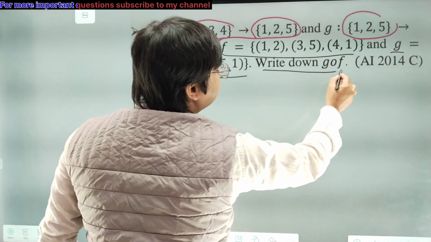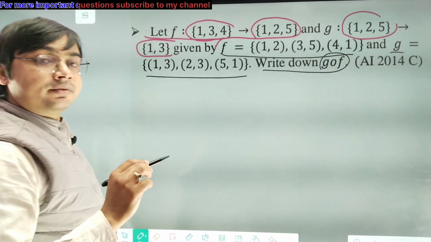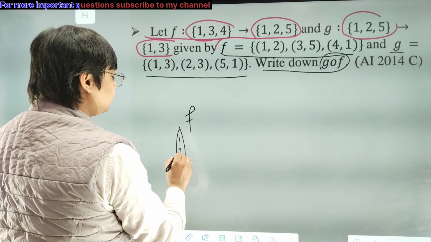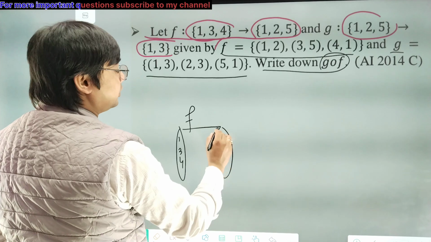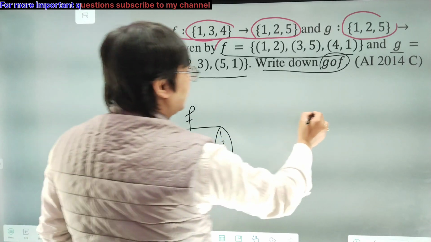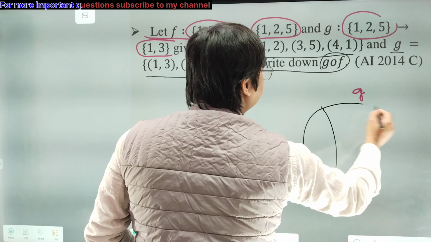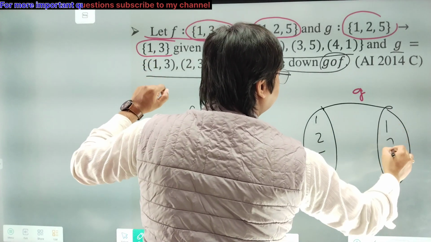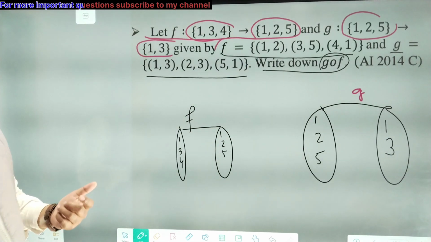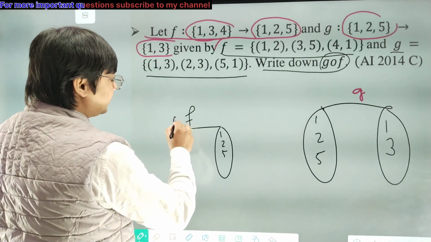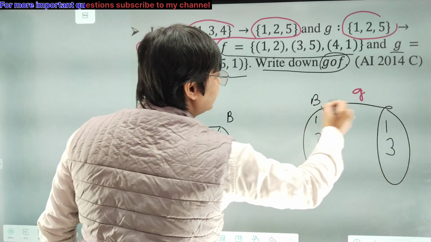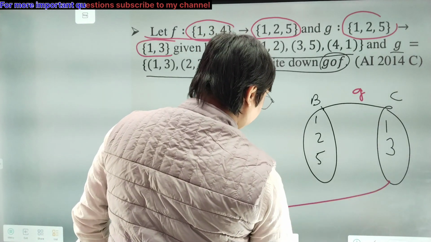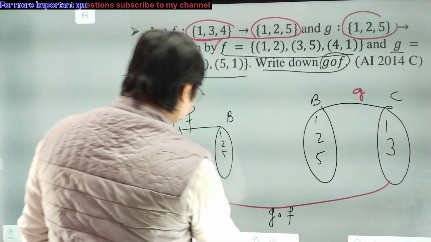And we need to write g composite f. You see f is a function from the set {1, 2, 3, 4} to the set {1, 2, 5}, and g is a function from the set {1, 2, 5} to {1, 3}. Clearly, if we consider these sets as A, B and C, g composite f will be a function from A to C.